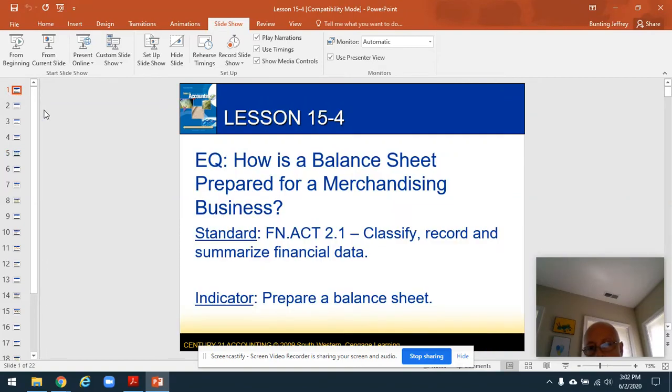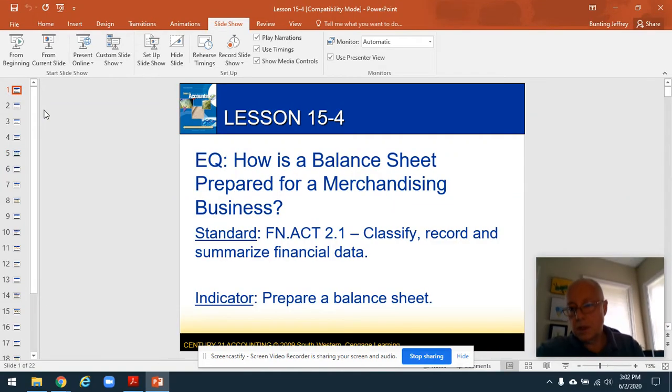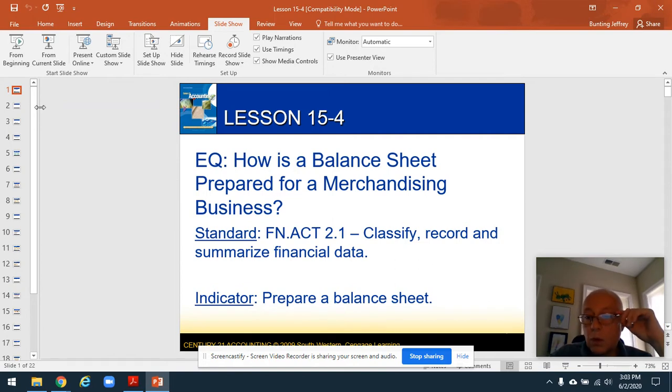All right, guys, this is the last one. I wanted to get through 16, but we're going to get through 15.4. So I figure if I get you through the three financial statements that all corporations use, then you guys would be good enough to go.